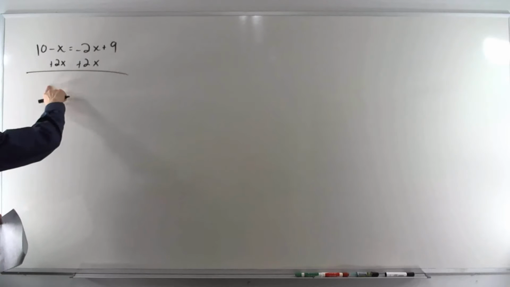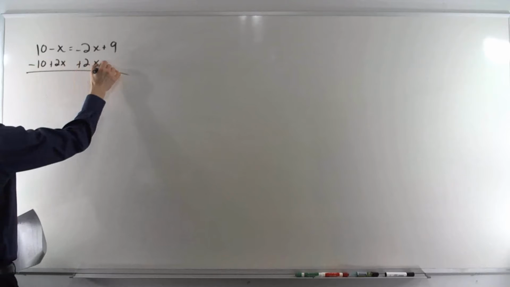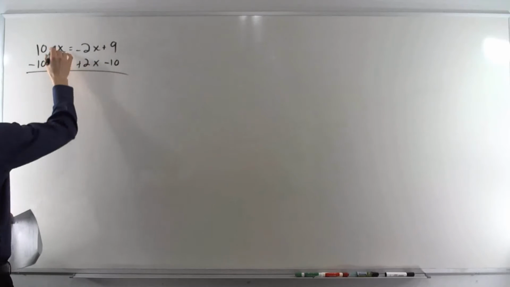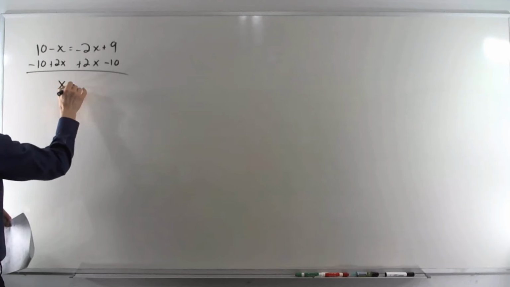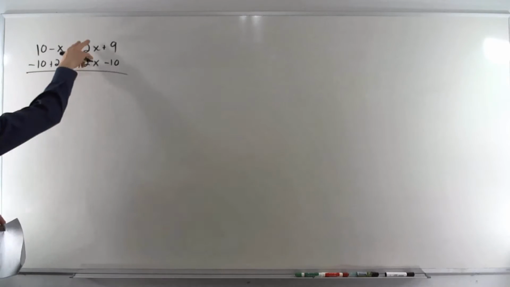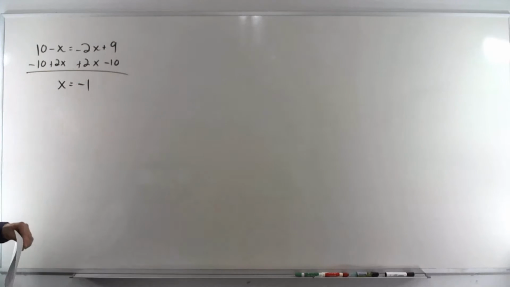That brings all the x's to the left, so I'm going to get rid of this number on the left so I can move all the numbers to the right. All right, those go away. Negative x plus 2x is a single positive x. Those go away. 9 minus 10 is negative 1. We get x equals negative 1.